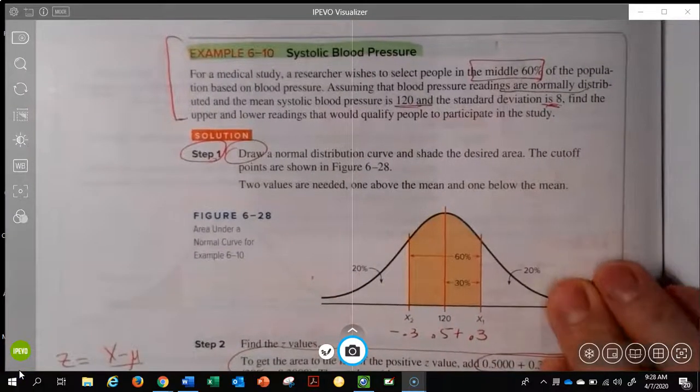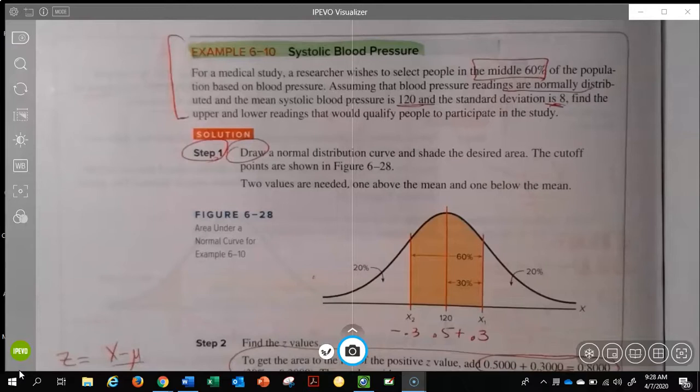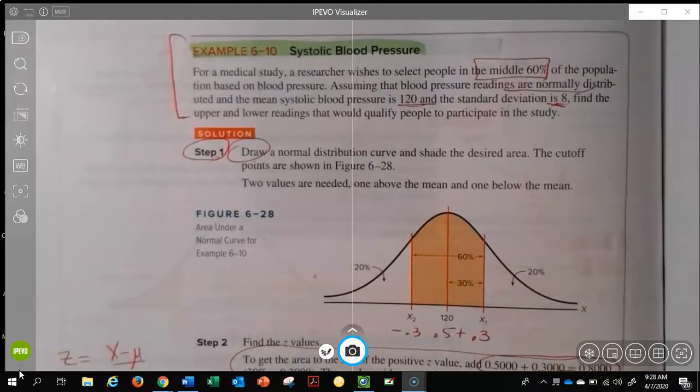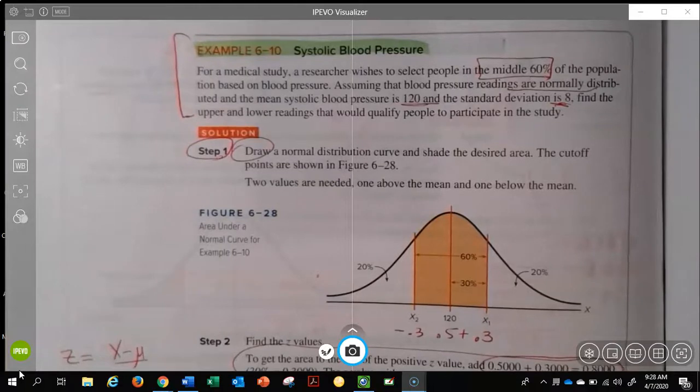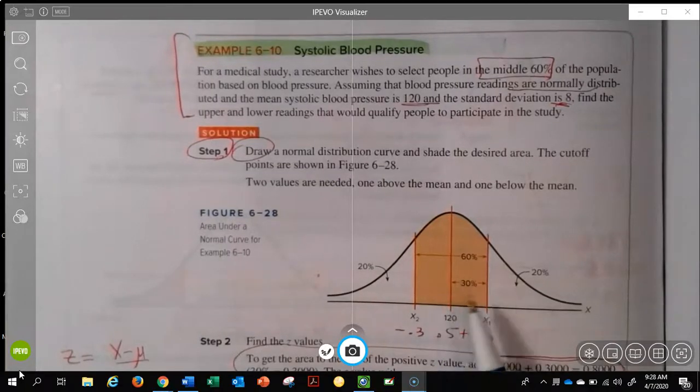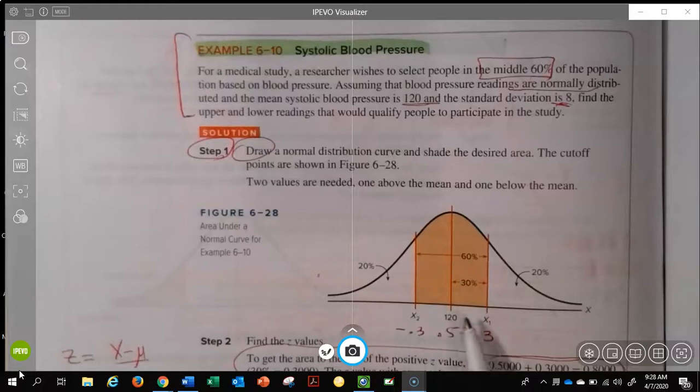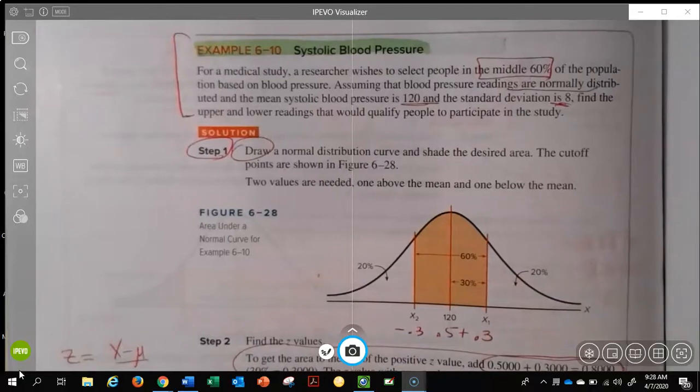So now I've turned the page and I'm on 326. I want to walk through example 610 with you. It's very similar to what we did, a little bit more complicated because, as you can see from the drawing, we're going to end up with information in 2 z-scores that we're going to have to go find. But we are just building on what you've already seen.